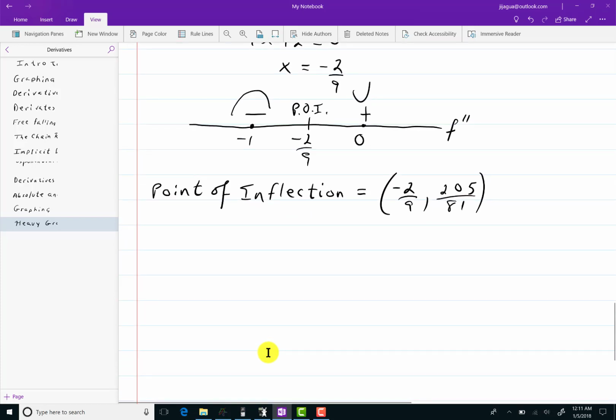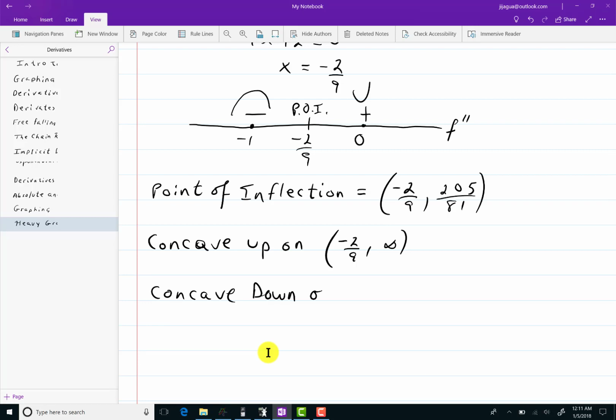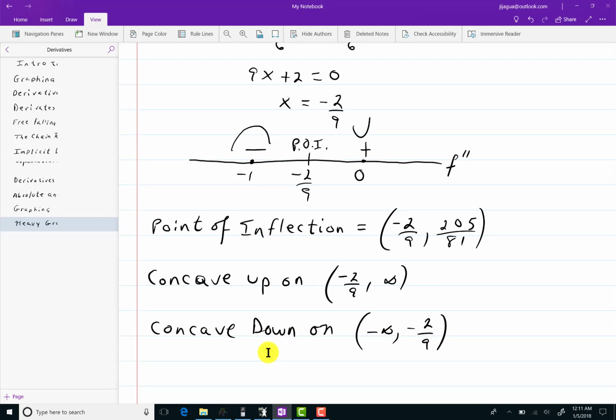And then we are concave up on negative 2/9 to infinity, and concave down on negative infinity to negative 2/9. So I have everything that I could want. I have points of inflection, concave up, concave down, increasing, decreasing, local max, local mins.